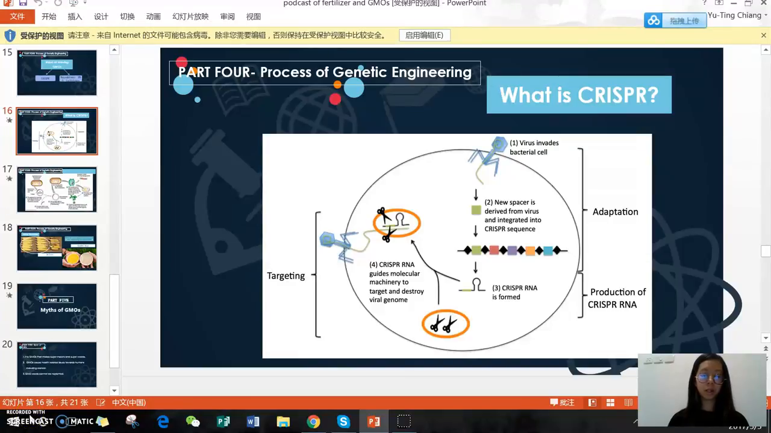So CRISPR is a technique that decreases the cost of the research and the time for research. So basically, CRISPR is run when the bacteria attack a cell in the.